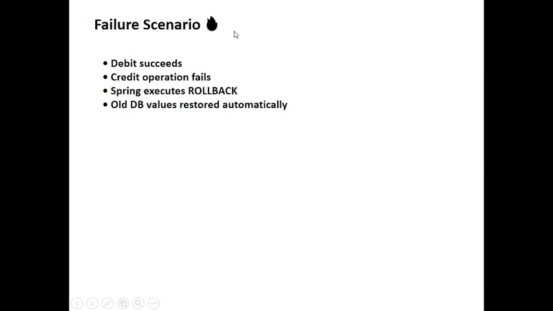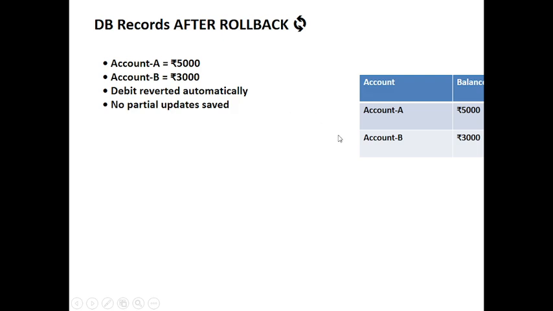Now the failure scenario with @Transactional. Debit succeeds, the credit operation fails, Spring executes rollback, and old DB values are restored automatically. So the DB records after rollback will be like the original state. Account A is 5,000, account B is 3,000, the debit is reverted automatically. No partial update is saved.